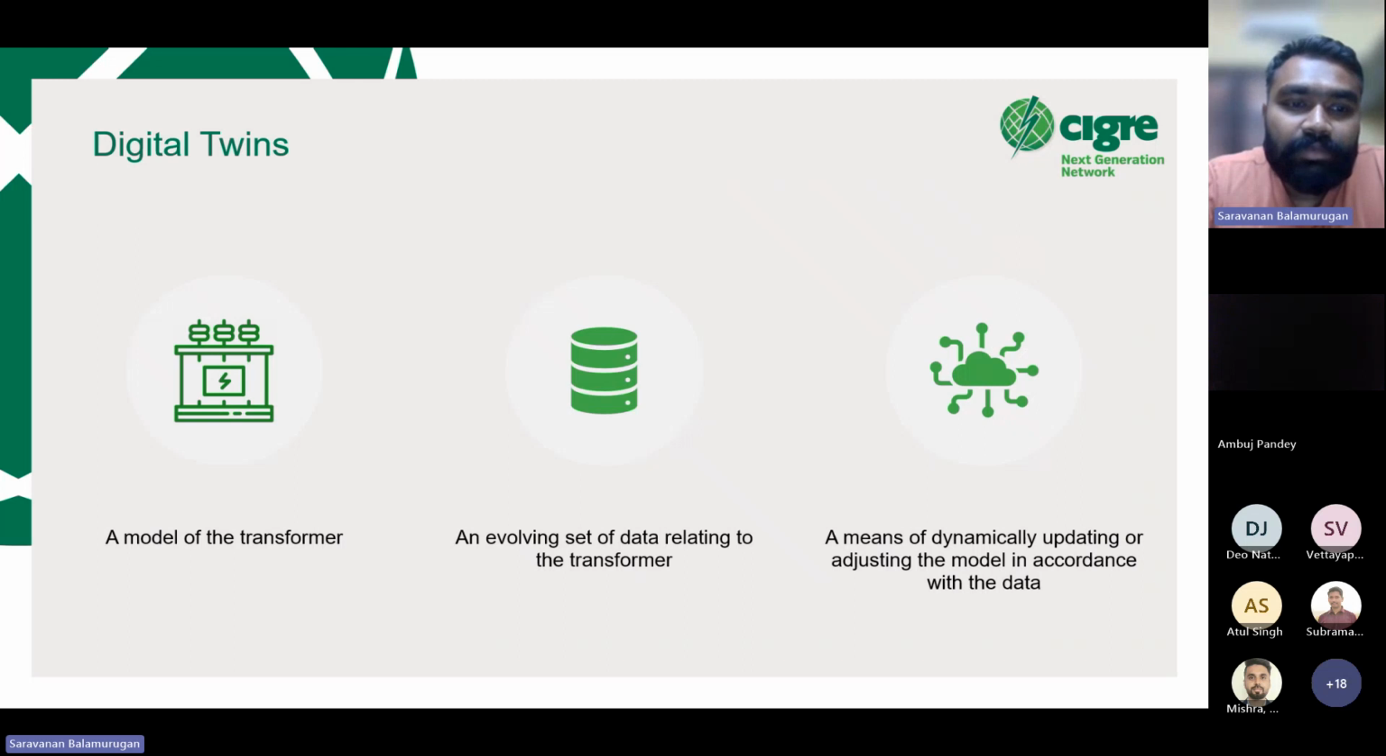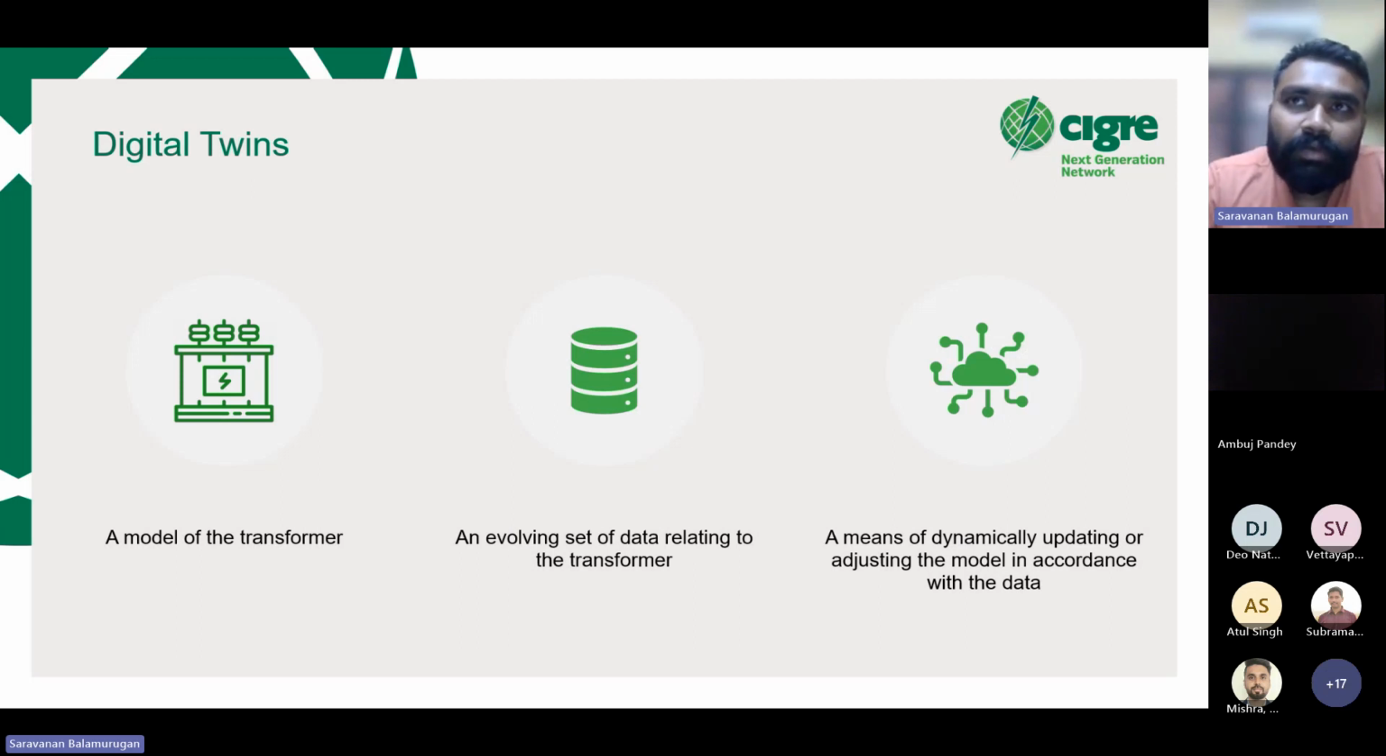The digital twin always starts with a model of the transformer. It needs an evolving set of data from the transformer. When it is evolving, it has to be dynamically changing and updated constantly. And there needs to be a means of dynamically updating or adjusting the model based on the data. So you have a model which you have decided is going to be your transformer, and you feed it some data. The data is real-time information, and based on it, you go back and dynamically update the model as well. This gives you a closed loop approach of transformer monitoring.